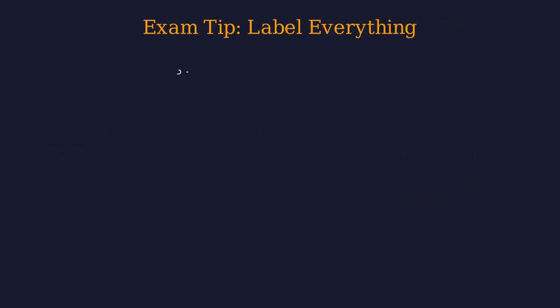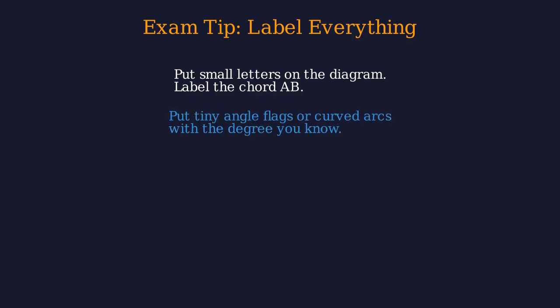A quick note on labeling. When you see a chord or a quadrilateral, put small letters on the diagram. Label the chord AB. Put tiny angle flags or curved arcs with the degree you know. Visual marks help the examiner see your method at a glance. Don't just do the arithmetic in your head. Write it down. Don't just think it.